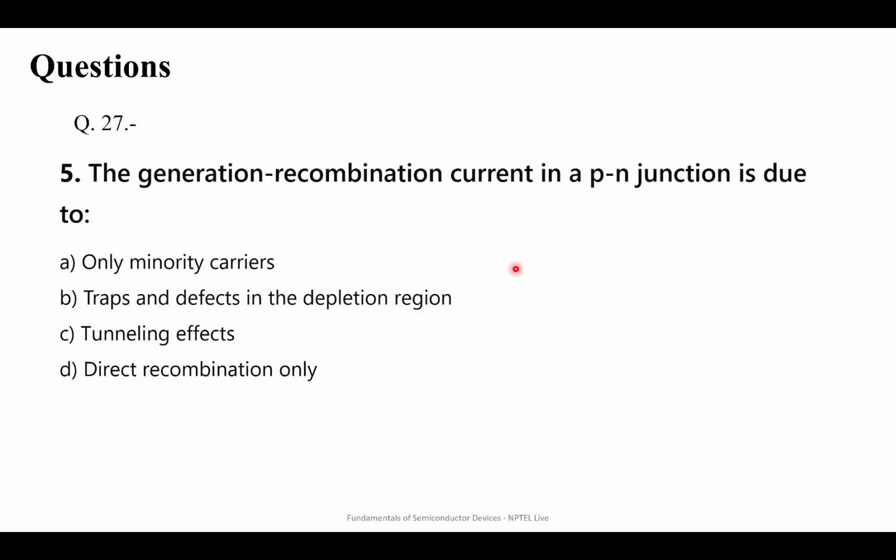The generation recombination current in a PN junction is due to only minority carriers, traps and defects in the depletion region, tunneling effects, direct recombination only. So I had just answered this question a few minutes back.